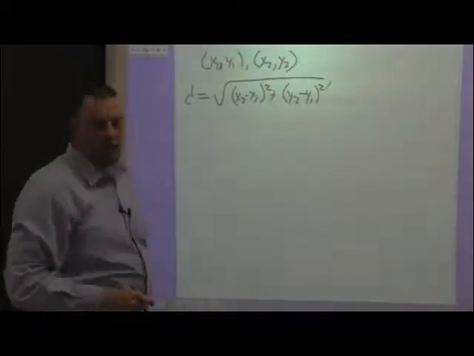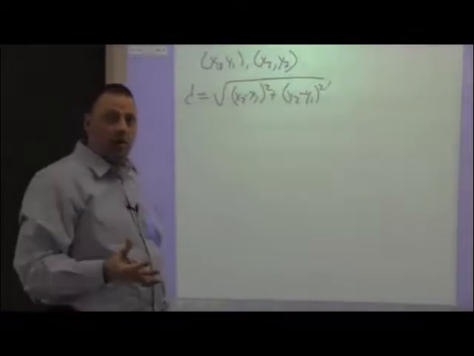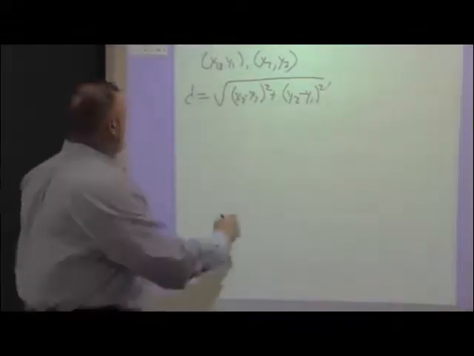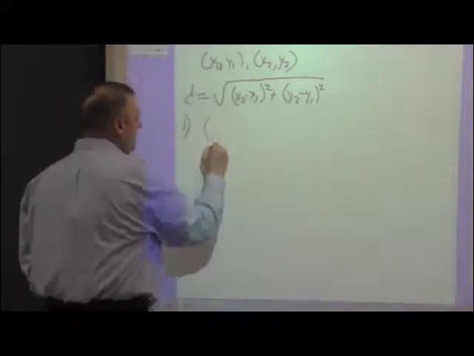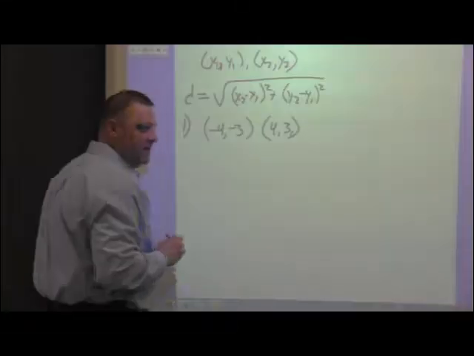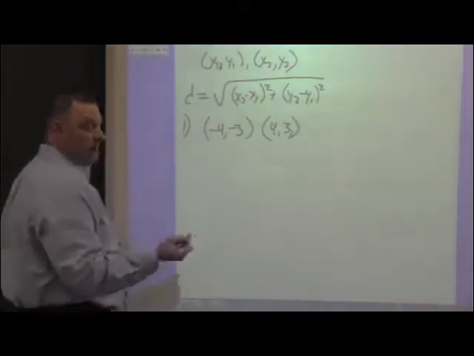So all it is basically what I call plug and chug. You plug in the numbers and you just got to do the math. Just got to be careful what numbers go where. So let me go over an example now. Say I gave you the point -4, -3, and the other point 4, 3. Let's find the distance between those 2 points, those ordered pairs.